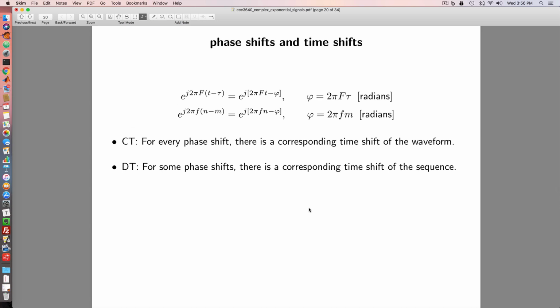This property I'm not going to dwell on, but basically for any time shift in continuous time, you can find a phase shift that will produce that time shift. Or put another way, for any phase shift, you can find a time shift that will reproduce that phase shift. But that's not the case for discrete time. You can find a phase shift for which you cannot find a corresponding time shift. And that's simply because in discrete time, the time indexes have to be integers.